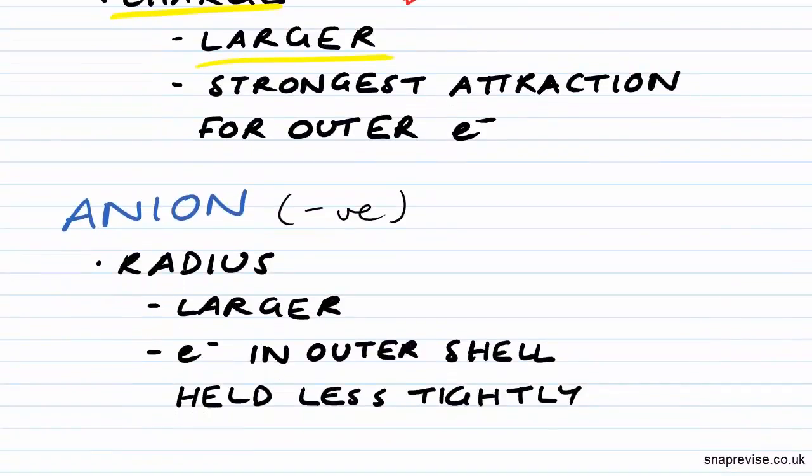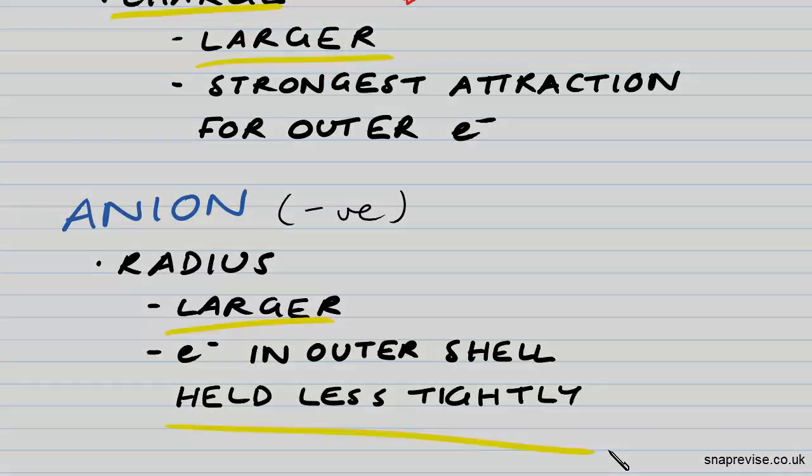In terms of our anion, there are certain factors that make them more polarizable, if you like, and that's they have a larger radius, and that's because the electrons in the outer shell will be held less tightly and therefore are more prone to being drawn towards our positive cation.